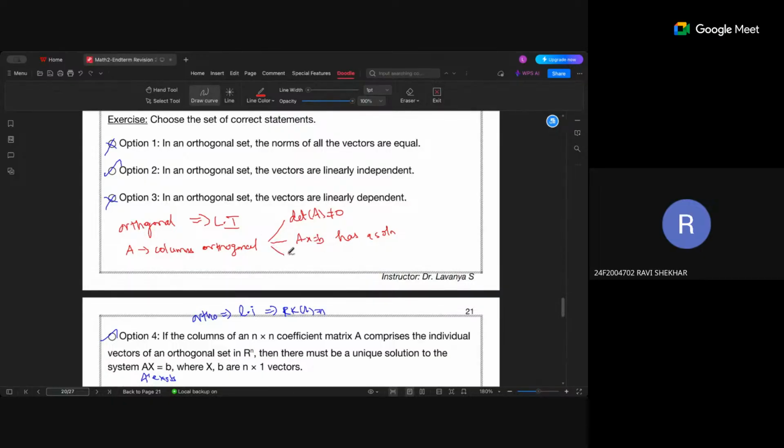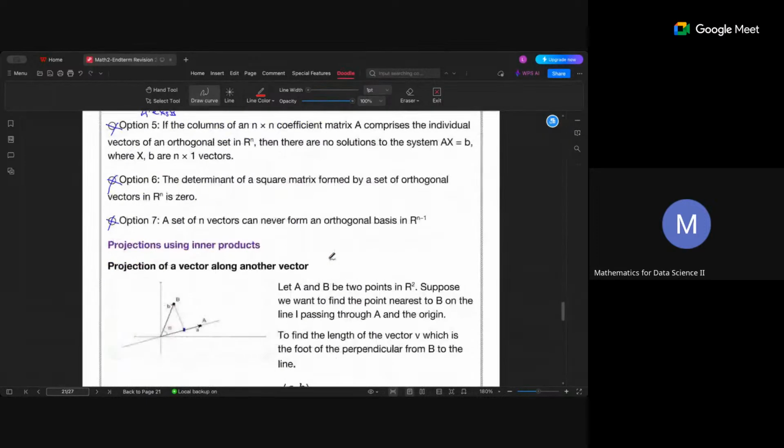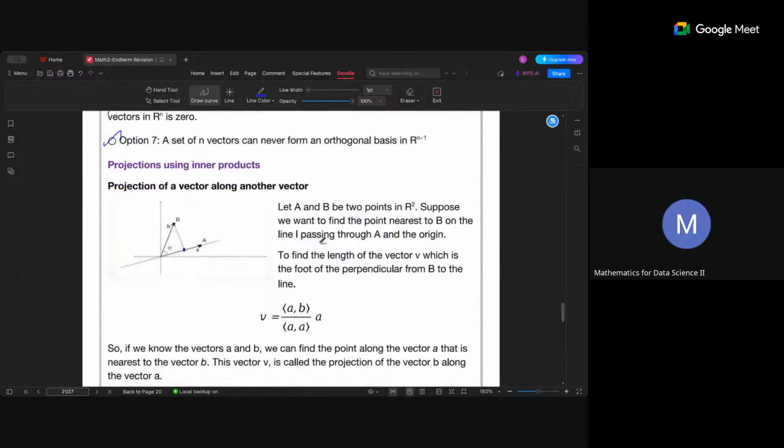So, ma'am, then the last option would be correct, na, ma'am? Which option? The last option. This one. Yeah, it says it can never form an orthogonal basis. Oh yeah. I thought it can have, so I chose it to be wrong. It can never have. Yes, correct. Okay. Thank you for pointing that out.